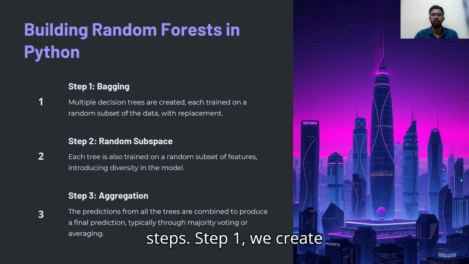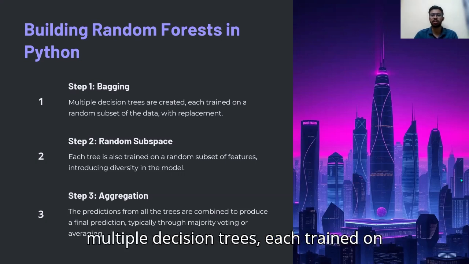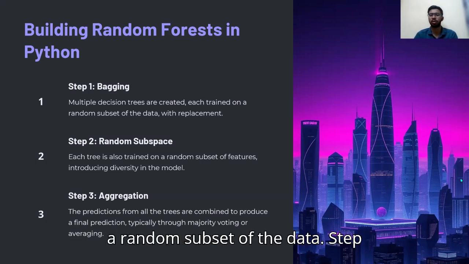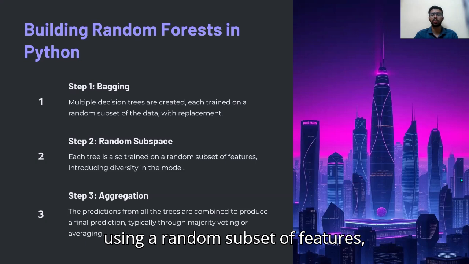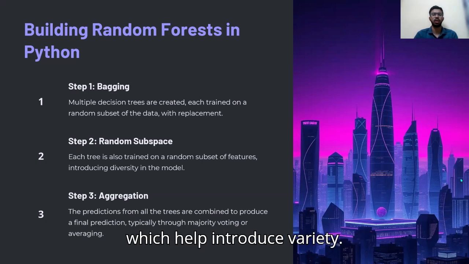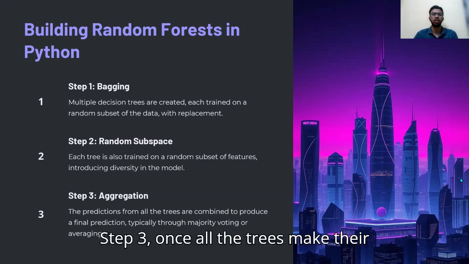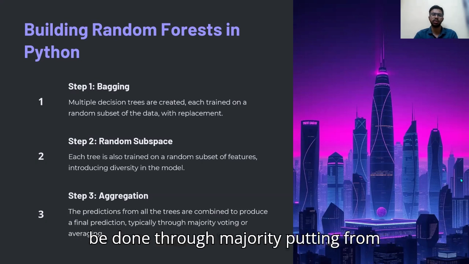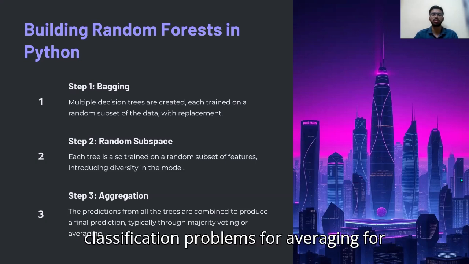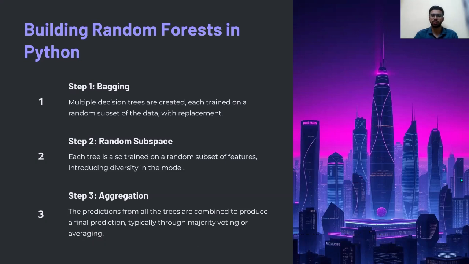Step 1, we create multiple decision trees, each trained on a random subset of the data. Step 2, each tree is also trained using a random subset of features, which helps introduce variety. Step 3, once all the trees make their predictions, we combine them. This could be done through majority voting for classification problems or averaging for regression.